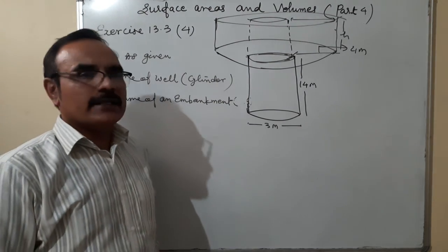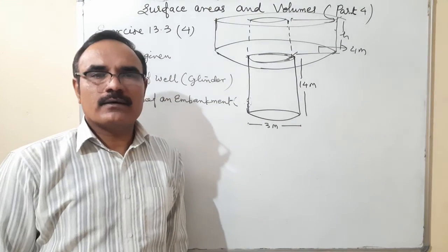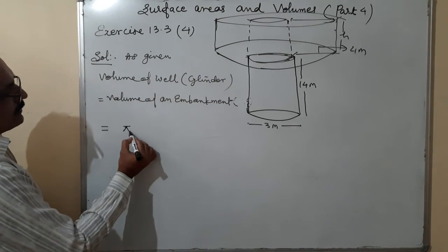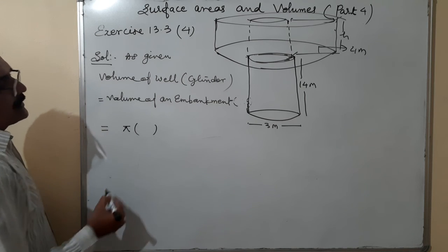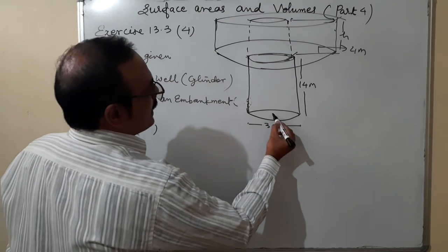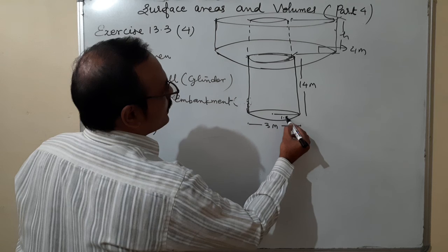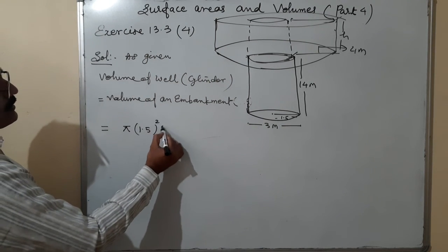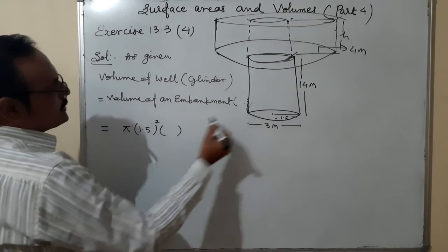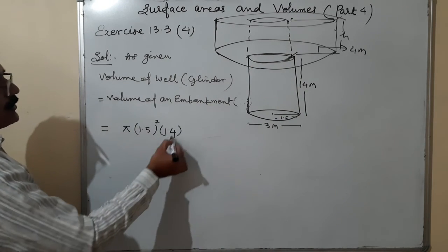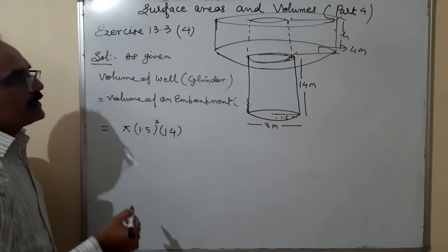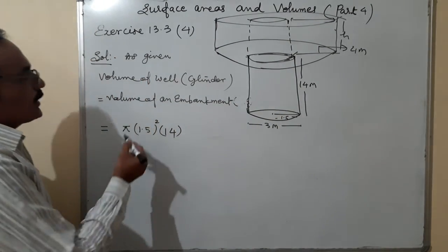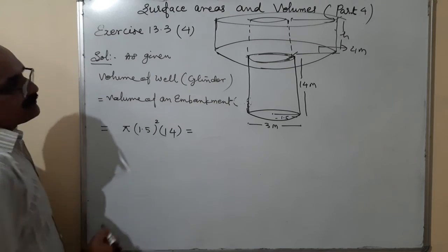Volume of well means volume of cylinder. Formula: volume of cylinder is pi r square h. Radius of the well: since the diameter is 3, therefore radius is 1.5. Pi into 1.5 whole square into h. Height of the well is equal to 14 meter. Because here we are talking about the volume of the well, meaning the volume of the cylinder, we'll see only these things, 1.5 and 14. This is equal to the volume of an embankment.